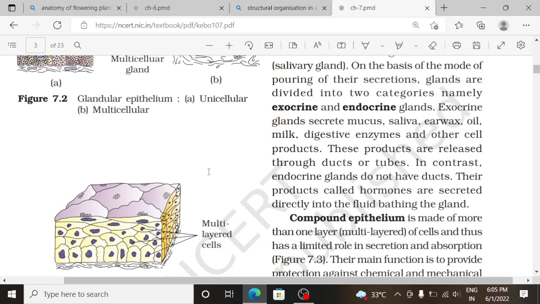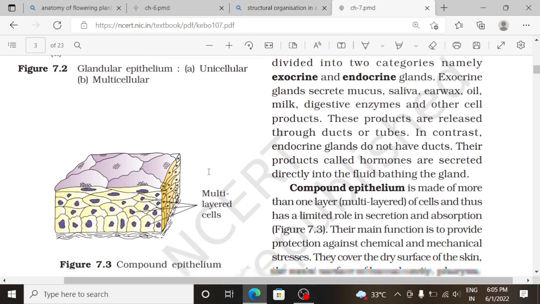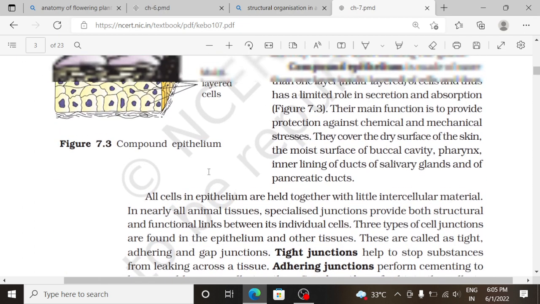In contrast, endocrine glands do not have ducts. Their products, called hormones, are secreted directly into the fluid bathing the gland.